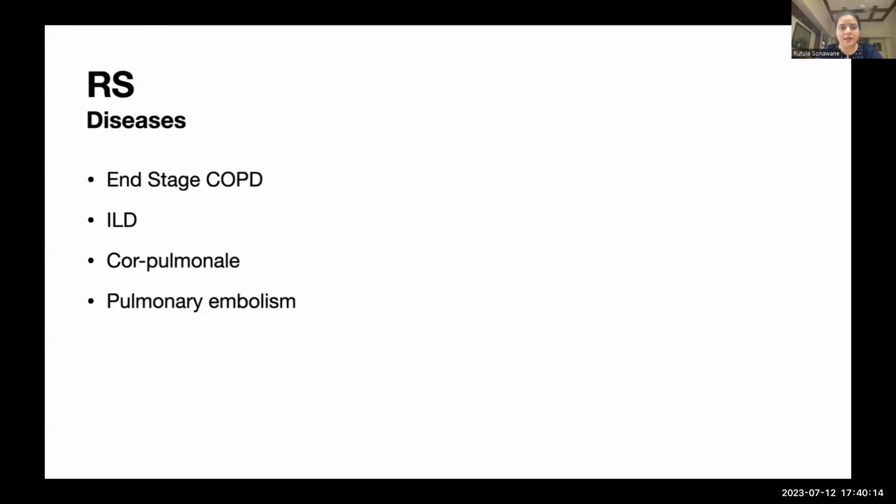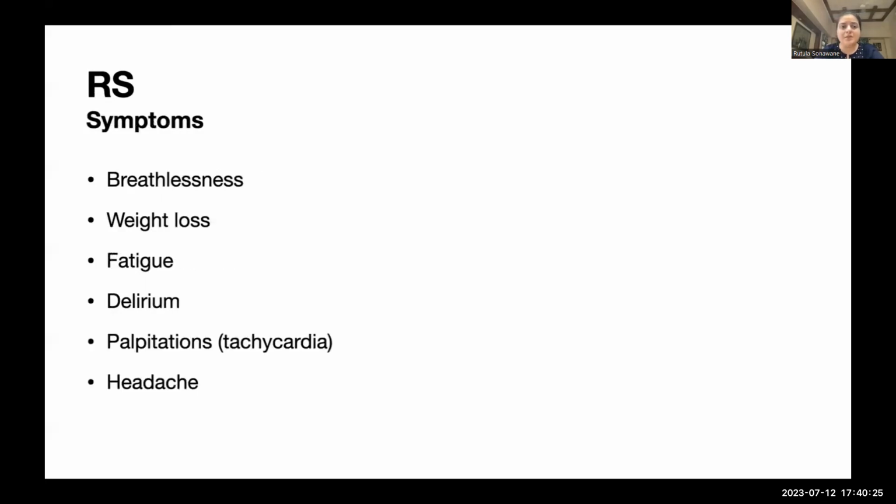Then coming on to the respiratory diseases, here we have our end-stage COPDs, end-stage ILDs, you have your cor pulmonale, and you also have your pulmonary embolism. Now, the symptoms kind of overlap with those of cardiovascular. So you have your breathlessness, weight loss, fatigue, delirium. You might have palpitations. You might have hypoxia-induced headaches as well, and generalized pain also.